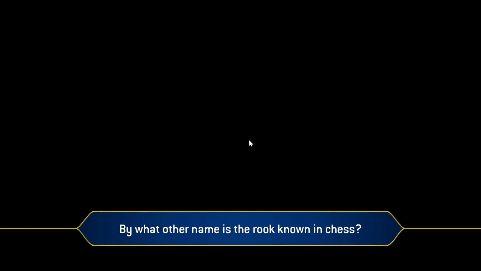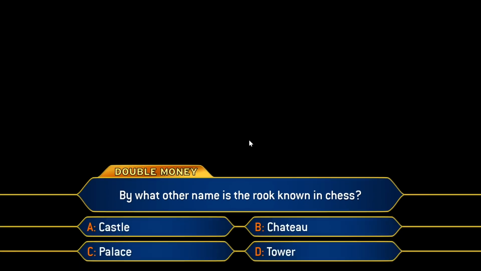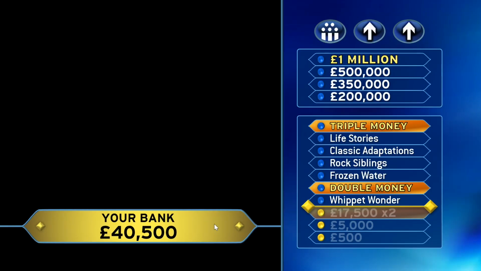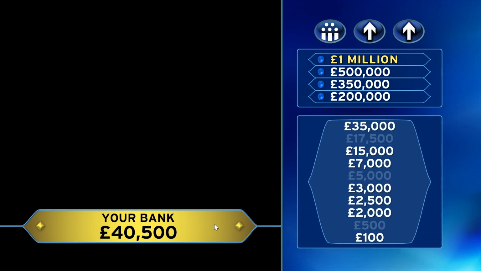By what other name is the rook known in chess? Castle, chateau, palace, or tower? I think that would be a castle. Yes! Right, let's see how much this is worth. Nice. So 40 grand, and you're allowed to take half of that. So essentially, I've got 20 grand now. I could just leave with 20 grand. Maybe I will. Maybe I will.